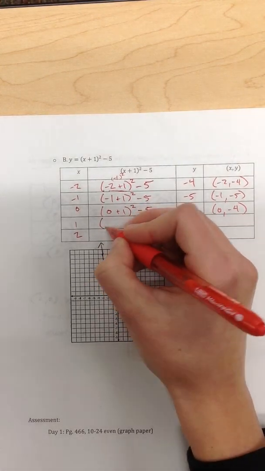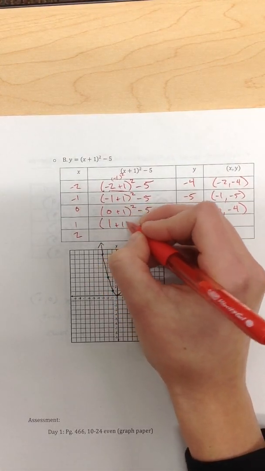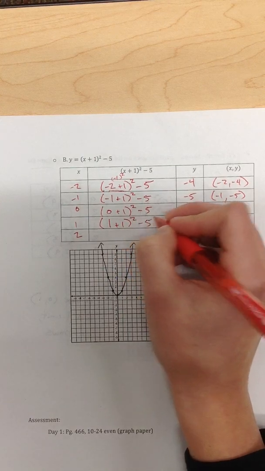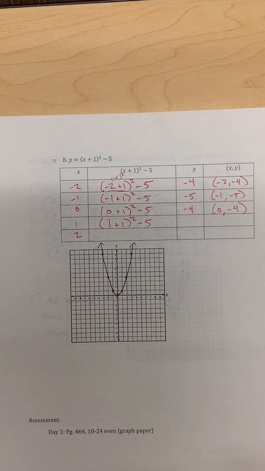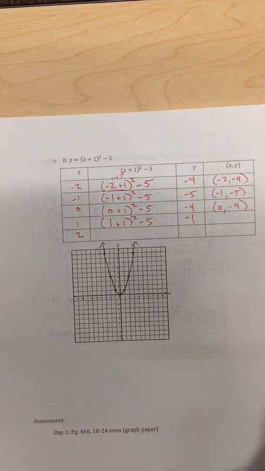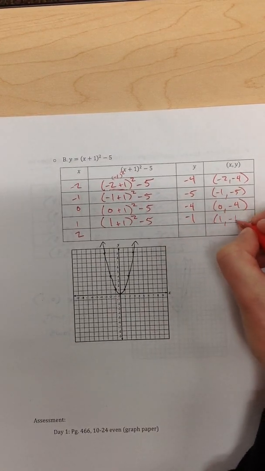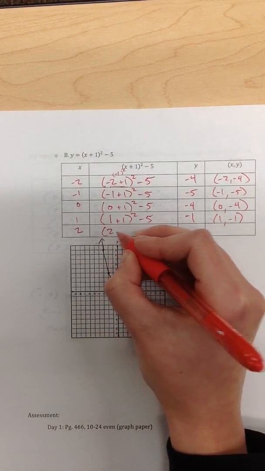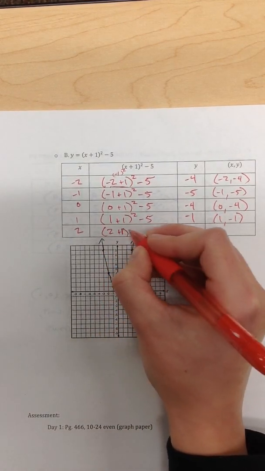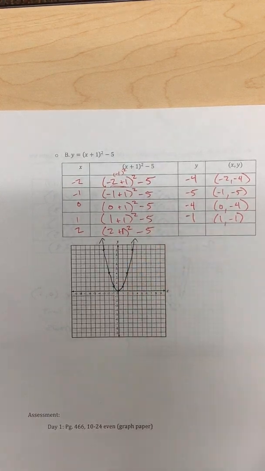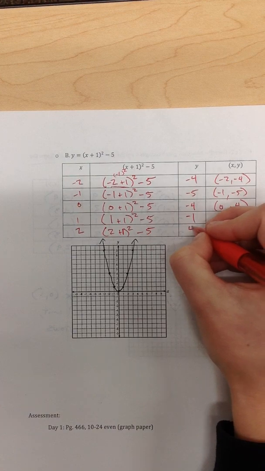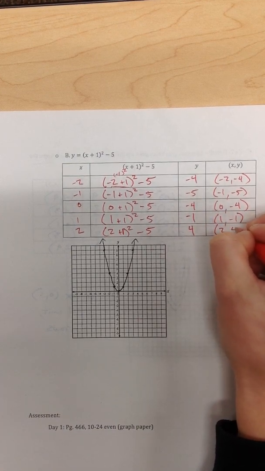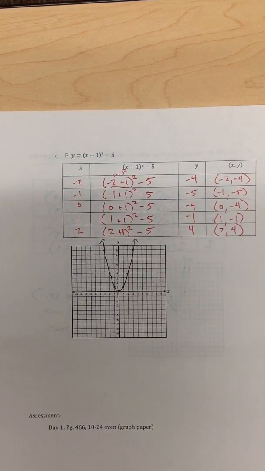Next one would be 1 in there, so 1 plus 1, squared, minus 5. 1 plus 1 is 2. Squared would be 4, minus 5 would be negative 1. So (1, -1). And then the last one, 2 plus 1, squared, minus 5. 2 plus 1 is 3. Squared is 9, minus 5 is 4. So it would be (2, 4) for that ordered pair.